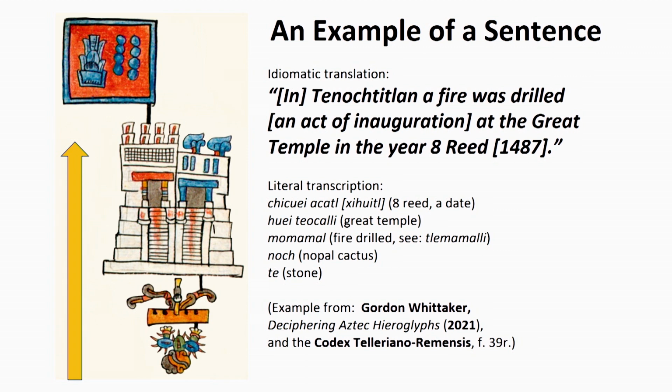Now, from that sort of a simplex logogram, you can combine them into sentences. So here's a sentence that Gordon Whitaker explains in his recent book, the best book on Nahuatl hieroglyphs. And this is a sentence that's read from bottom to top. And it says, in Tenochtitlan, and the bottom glyph is actually a compound there with a stone and a cactus. That's Tenoch for Tenochtitlan. A fire was drilled, and you see a horizontal piece of wood with an arrow sticking into it and smoke curls coming out.